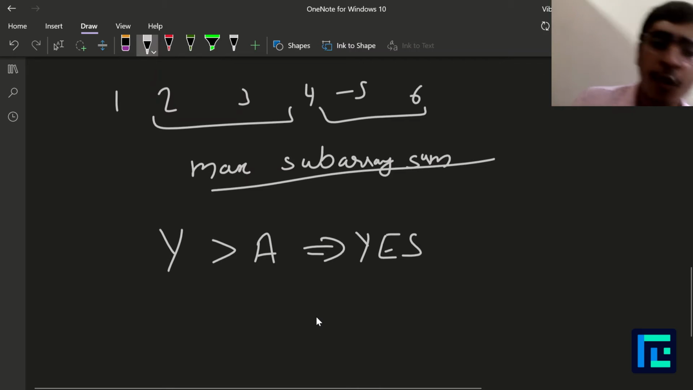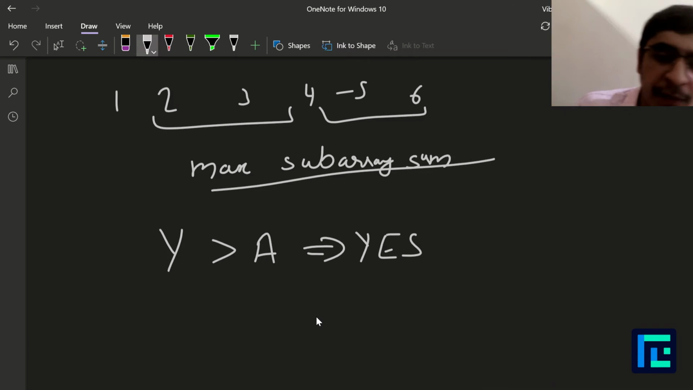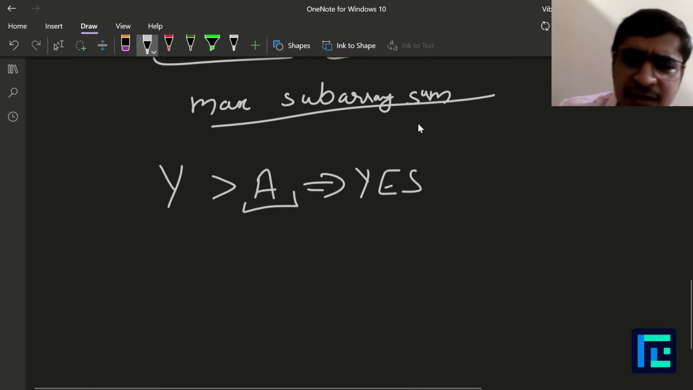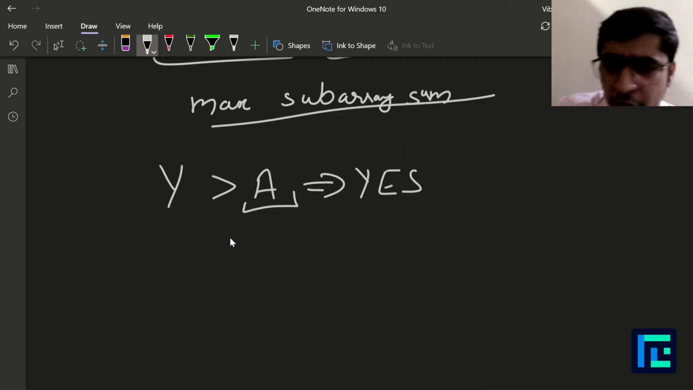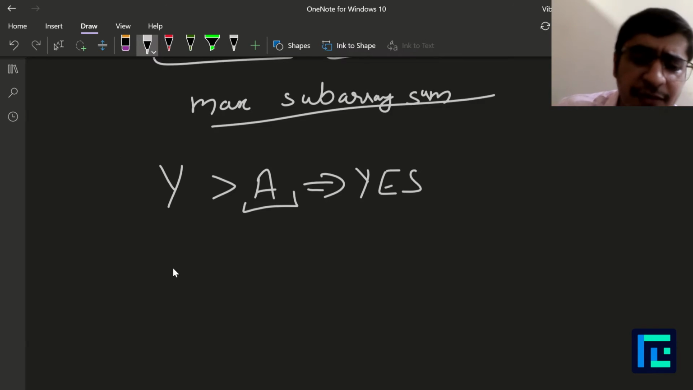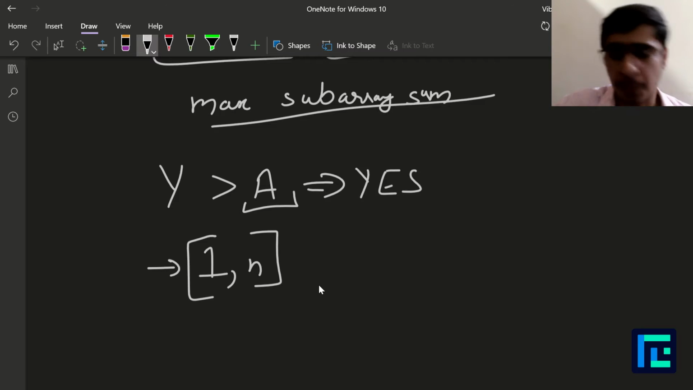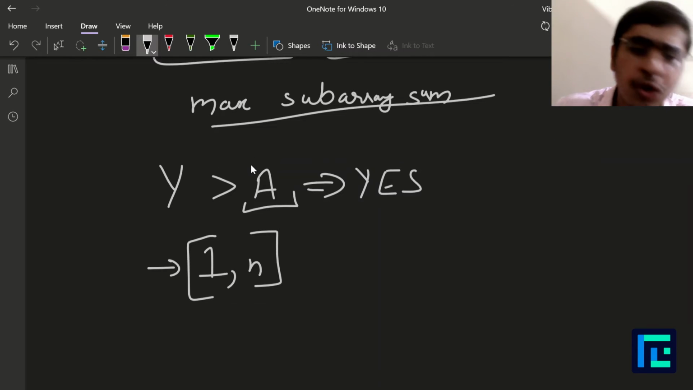The only thing we have to keep in mind is that while calculating the maximum subarray sum, we cannot take the entire array as a whole. For the maximum subarray sum, we can always use Kadane's algorithm, a very standard method. But we have a constraint that we cannot choose 1 comma n as our subarray, and even without choosing 1 comma n, it is possible to get a subarray sum equal to the overall array sum.